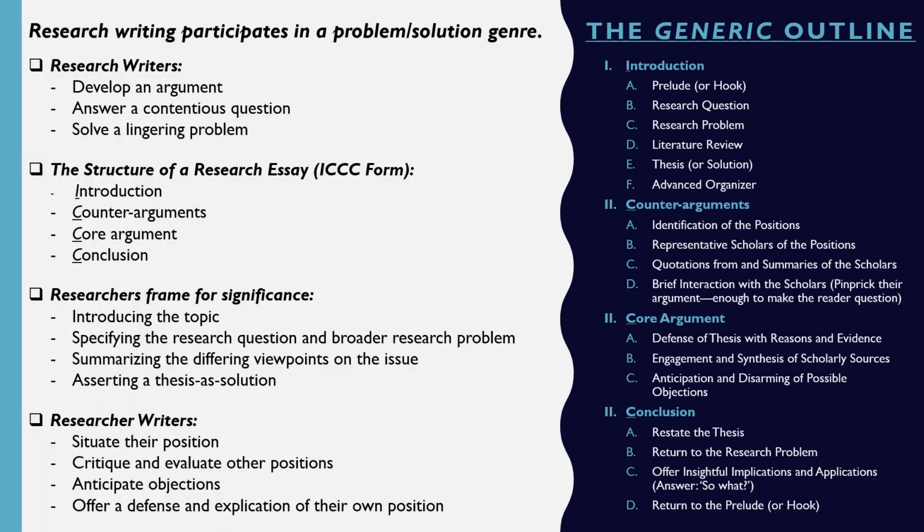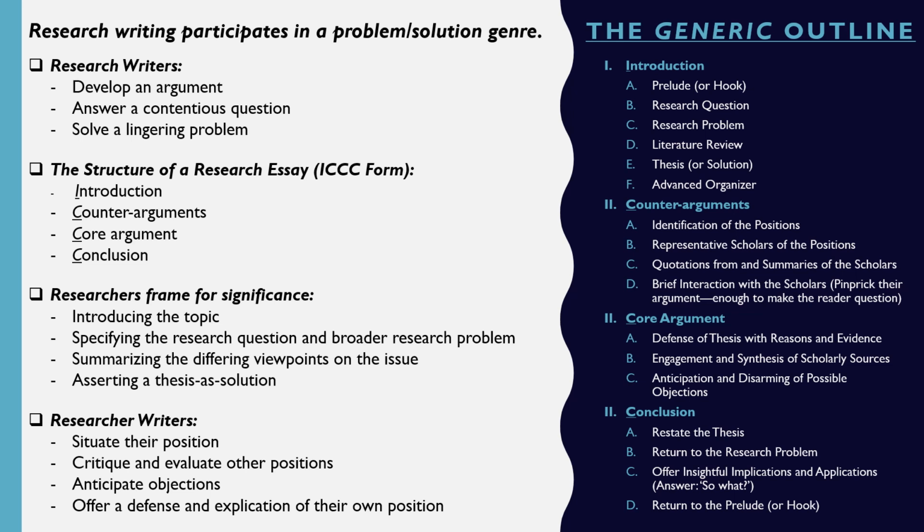Research writing participates in a problem-solution genre. Research writers develop and communicate an argument that answers a contentious question in the field and seek to solve a lingering problem related to that question. The solution a researcher provides to the question and problem should find its clearest and most concise expression in the thesis, which must be supported by good reasons and grounding evidence through analyzing primary sources and learning from secondary sources.